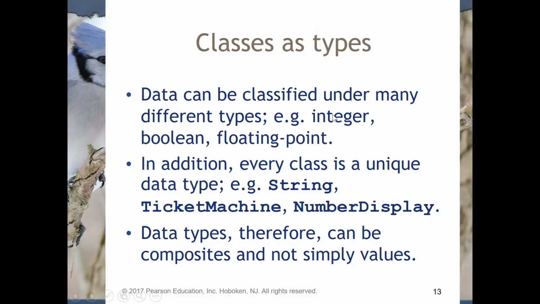First of all, it's a small i. Most people just say int instead of Integer, because you'll learn later that there's a wrapper class called Integer with a capital I, and it confuses people. Similarly with Boolean, by the way. In addition, every class is a unique data type: String, TicketMachine, NumberDisplay, and so forth. Number types, therefore, can be composite and not simply a value. In other words, a data type could be a NumberDisplay which has 2 fields inside of it, or 20 fields, or 1,000 fields. You can make it very, very complicated.